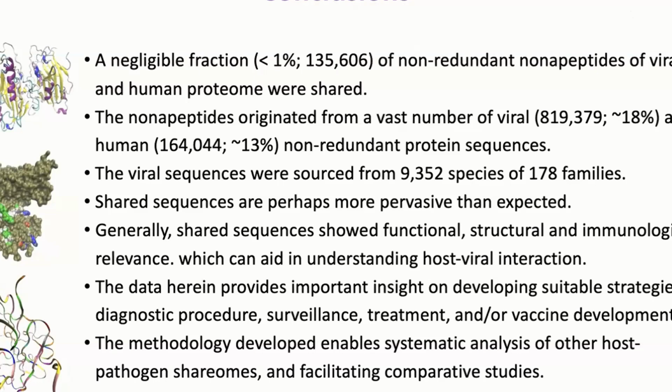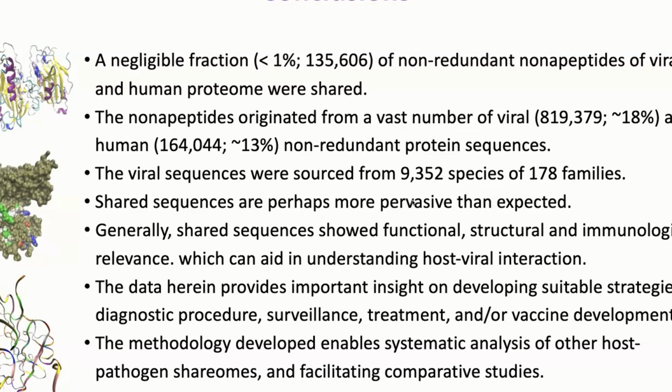So in conclusion, it's a negligible fraction that is shared, less than 1%. However, they originated from a larger number of proteins, which then becomes very important from a medical point of view. So 18% for viruses, 13% percentage-wise, they still seem small, but the absolute number is very high. All right.